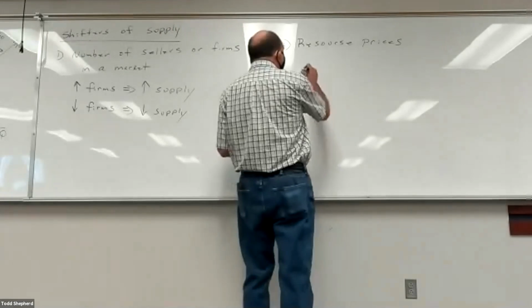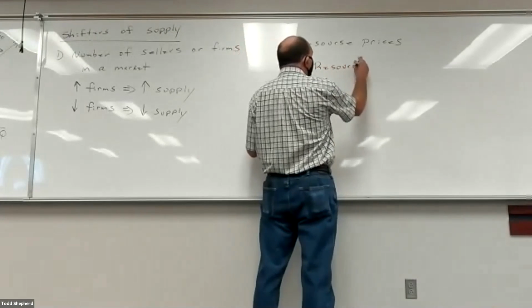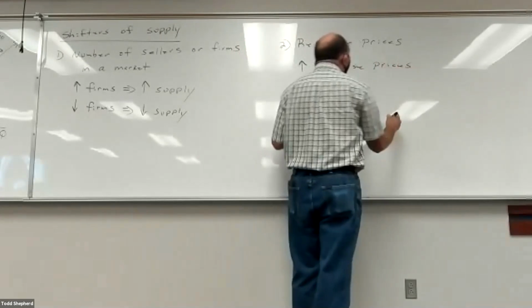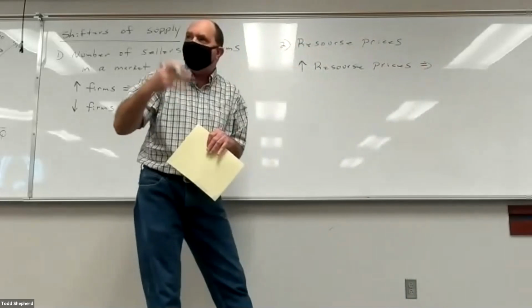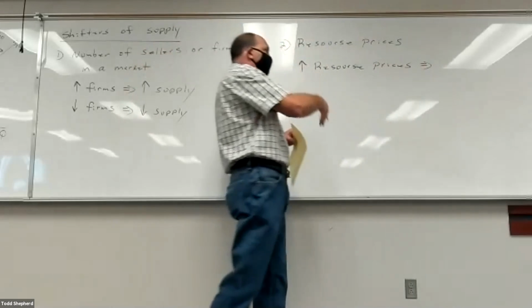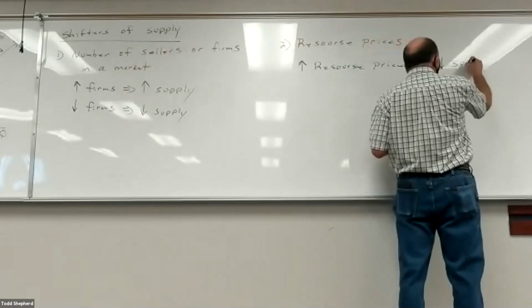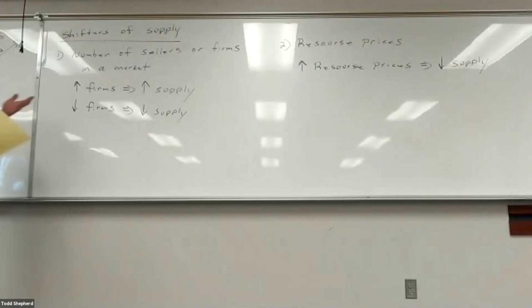So if you have an increase in resource prices, what that means is you cannot supply as many of the goods as you did at the going market price. So as resource prices go up, that is analogous to supply decreasing. Thus, the higher resource prices go, the further back and to the left your supply curve is going to shift.